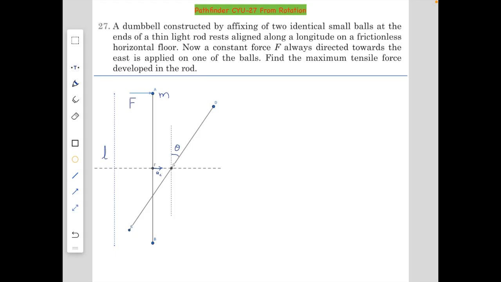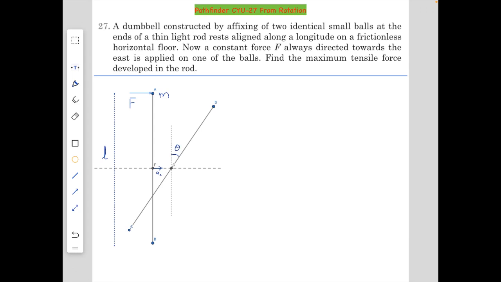Hello guys, here we have question number 27 from Check Your Understanding of the chapter Rotation from Pathfinder. So let's start. A dumbbell constructed by affixing two identical small balls at the ends of a thin light rod rests aligned along a longitude on a frictionless horizontal floor. Now a constant force F, always directed towards the east, is applied on one of the balls. Find the maximum tensile force developed in the rod.